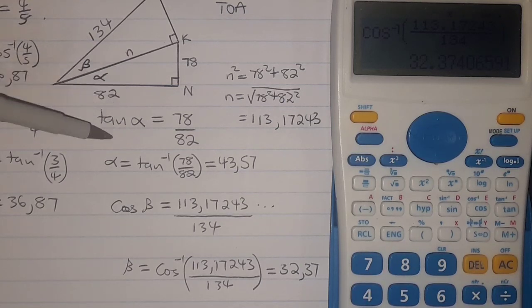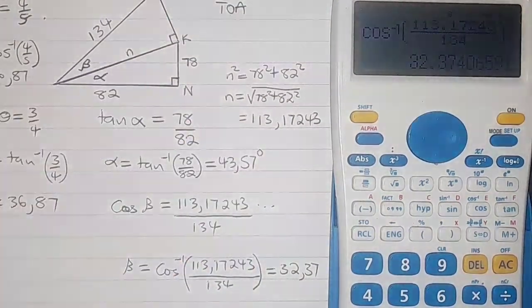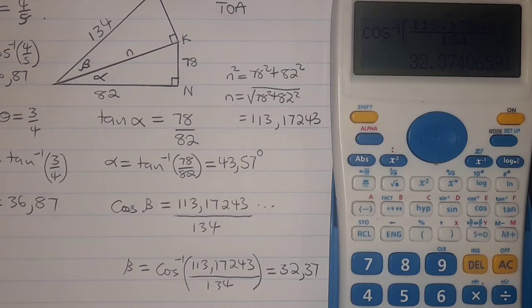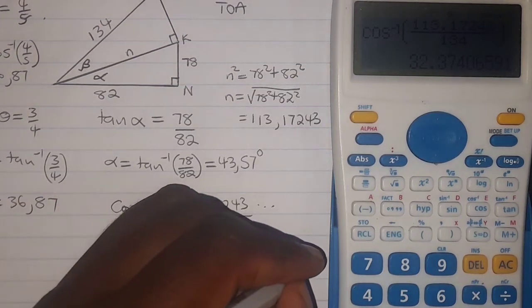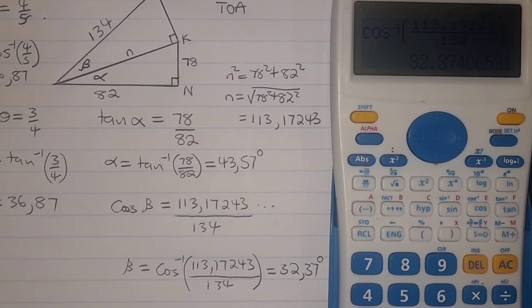So our alpha, we saw that is 43.57 degrees, and our beta is 32.37 units. So you see, when you are determining angles, you make use of two sides and the ratio. Continue practicing. Remember, practice makes perfect. Enjoy.